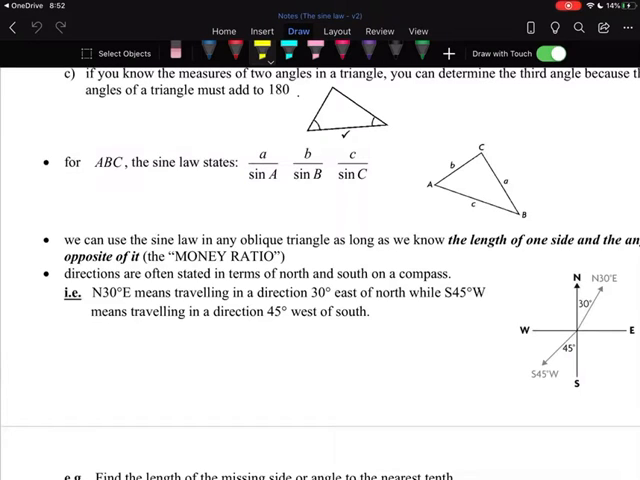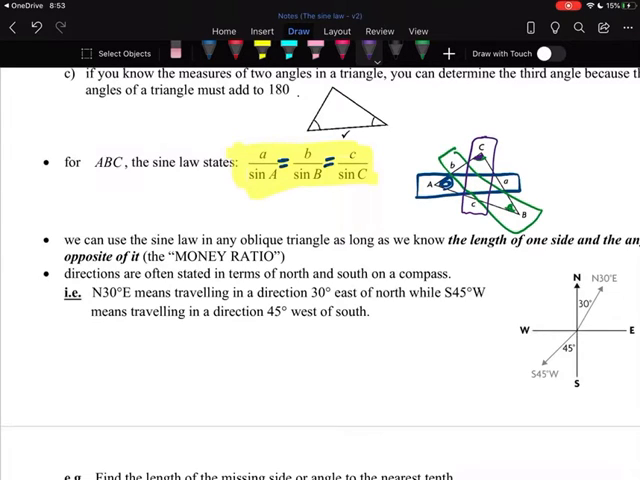So here we are. We're going to take a look at how we can use the sine law. So here is the sine law for you. Remember, it's this relationship between your side lengths and the opposite angle. If I take the sine of angle A and divide it by its opposite side length A, it will be equal to the sine of angle B divided by side length B, and the sine of angle C divided by side length C.